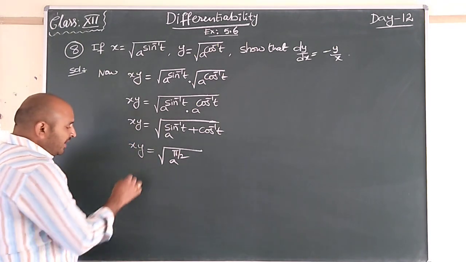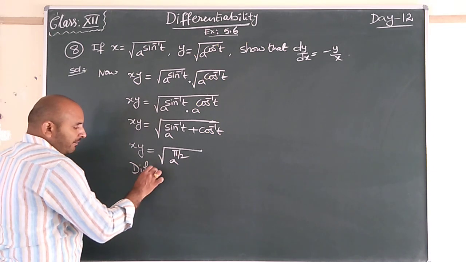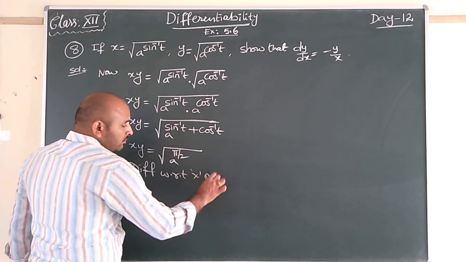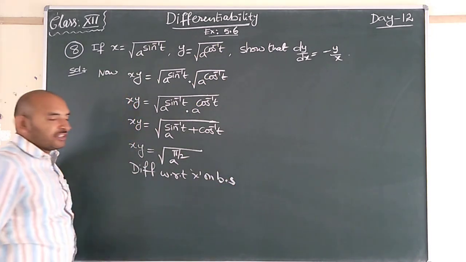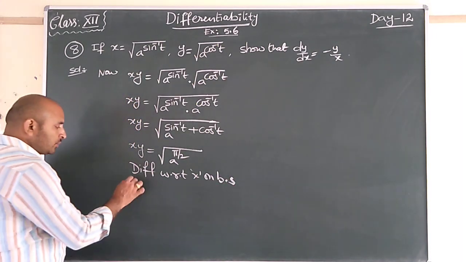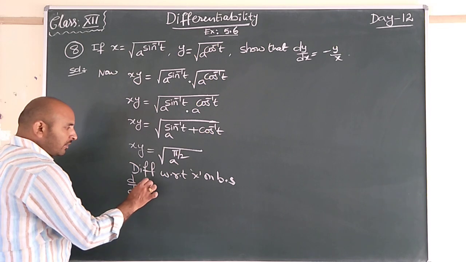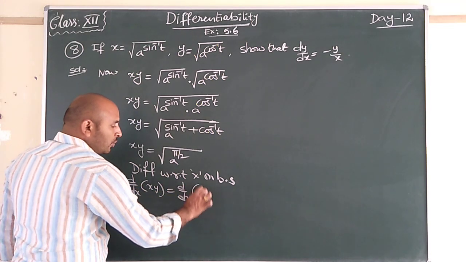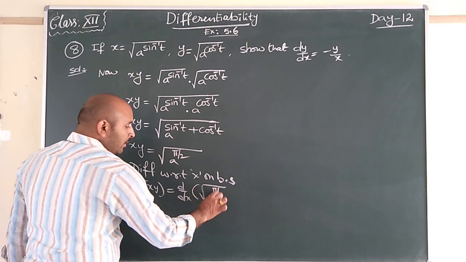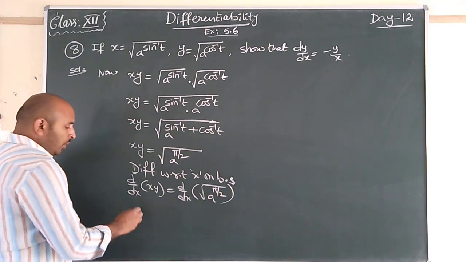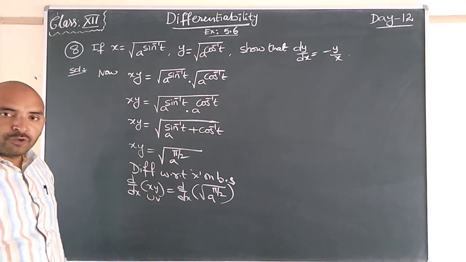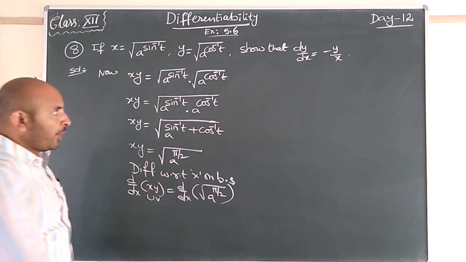So now differentiate with respect to x on both sides. d by dx of xy is equal to d by dx of root of a power pi by 2. So it is the UV formula. The left hand side is a product of two functions, so apply the UV formula, the product rule.